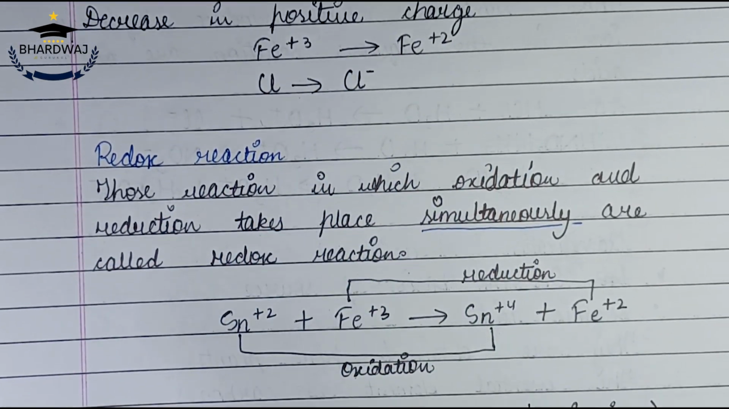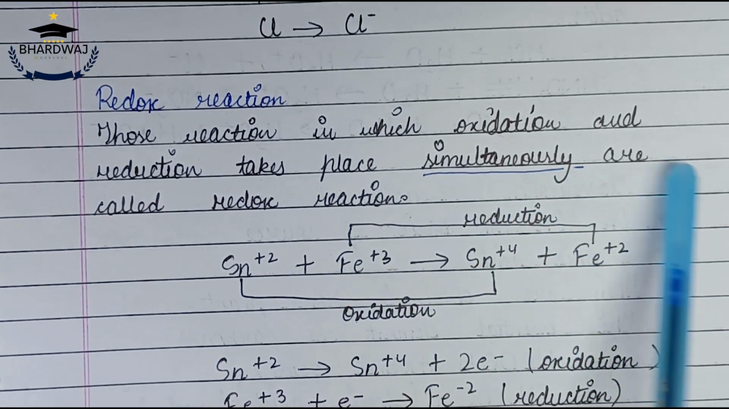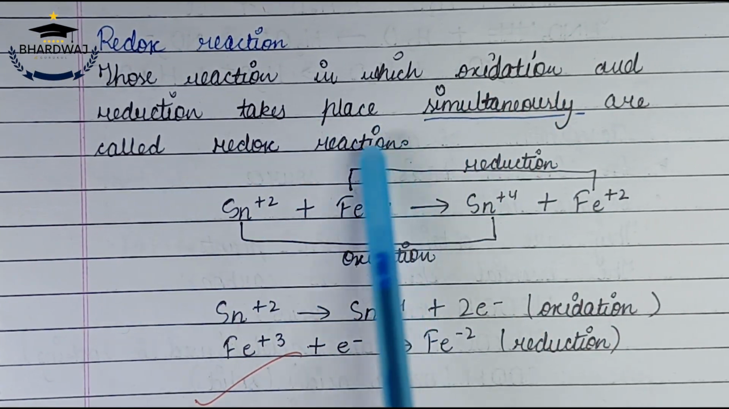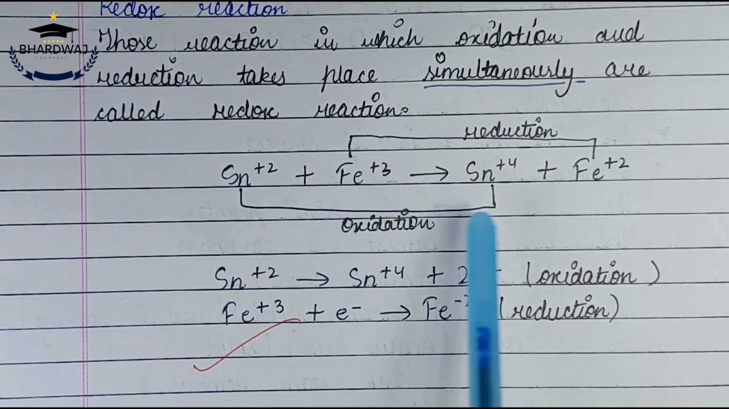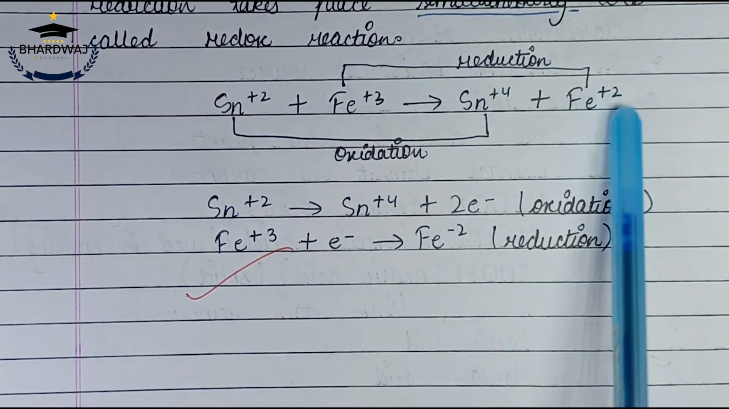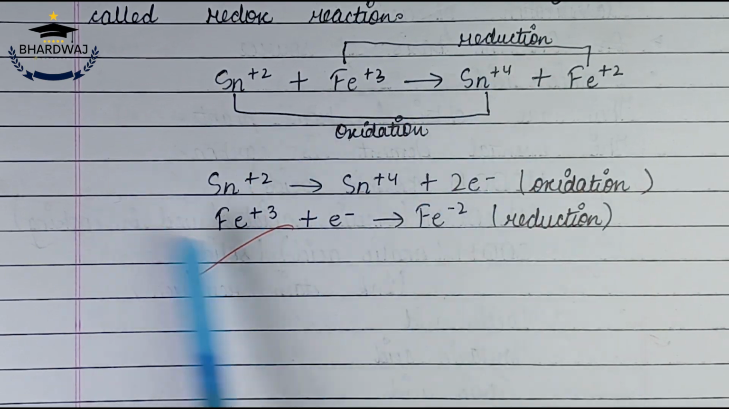Redox reaction: those reactions in which oxidation and reduction take place simultaneously are called redox reactions. Like Sn+2 becomes Sn+4, this is the oxidation part, and Fe+3 becomes Fe+2, this is the reduction part.